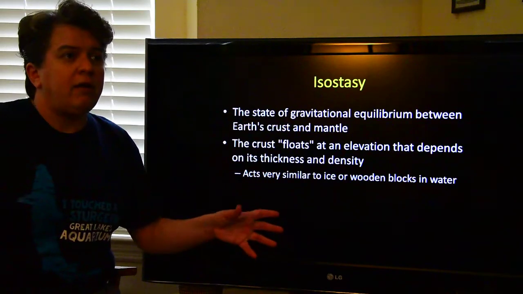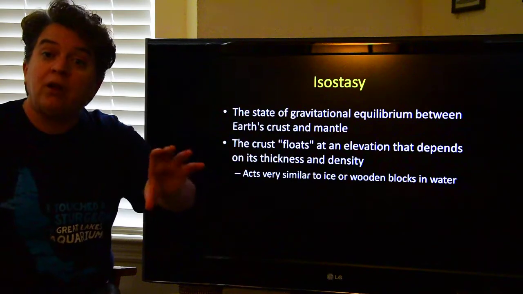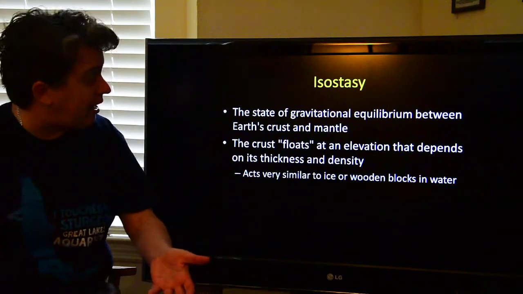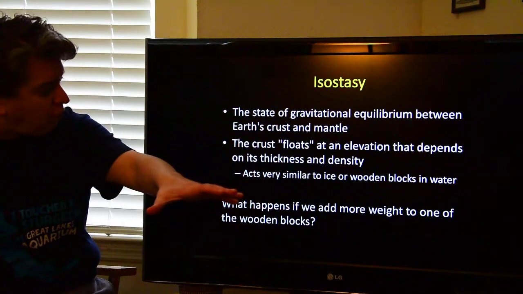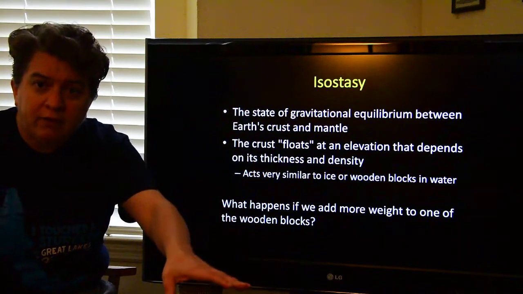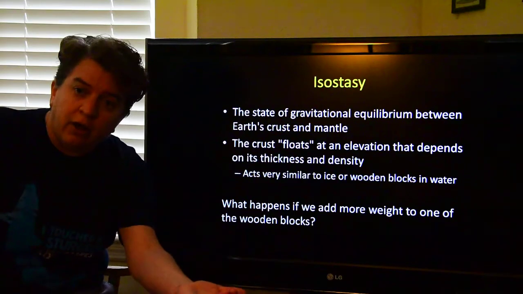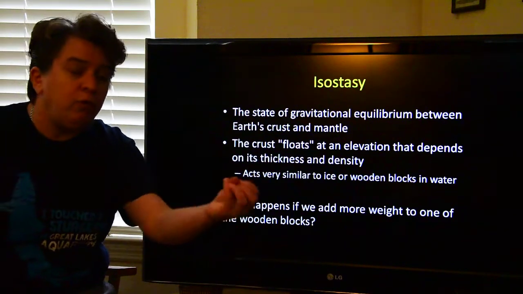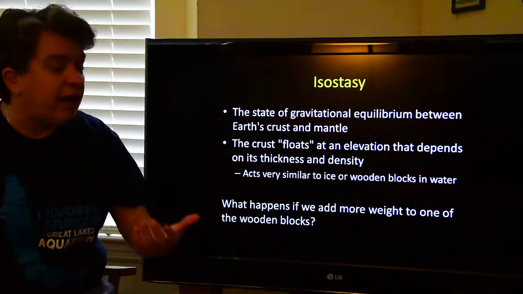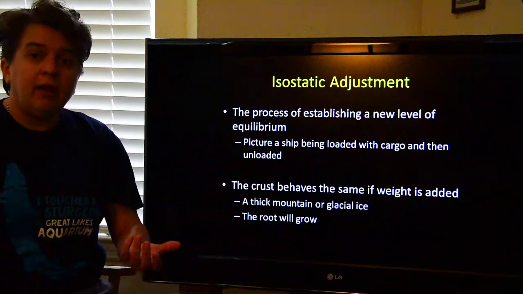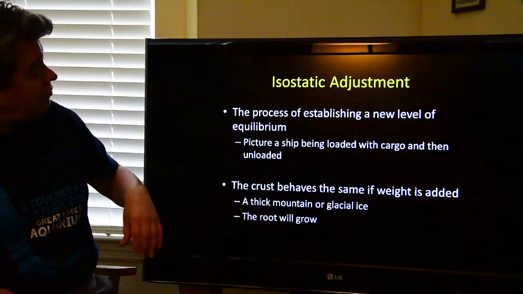And it's really kind of like thinking of how an ice cube floats in water, or how a wooden block sitting in water would behave. So let's say we had a wooden block floating in water, and we add some weight to that wooden block. Well, what's going to happen? It's going to sink a little lower in the water. If we remove that weight, it's going to rise up a little higher in the water. Crust behaves the same way. If weight is added, it will sink a little. If weight is removed, it will rise a little.